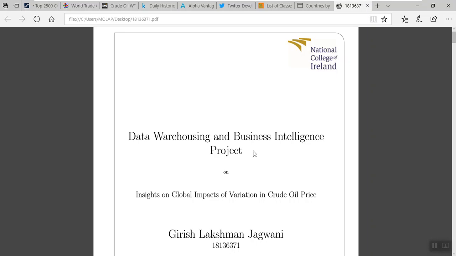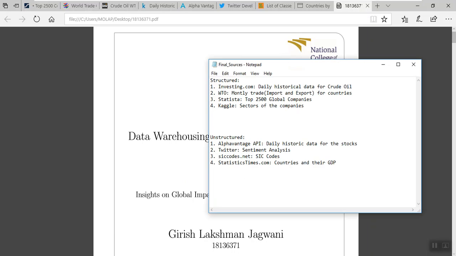Hello, I'm Girish Jagwani, student of Masters in Data Analytics at National College of Ireland, and this is my project for Data Warehousing and Business Intelligence module, and the topic is insights on global impacts of variation in crude oil price. For my project, I have used 8 data sources, of which 4 are structured and 4 are unstructured.